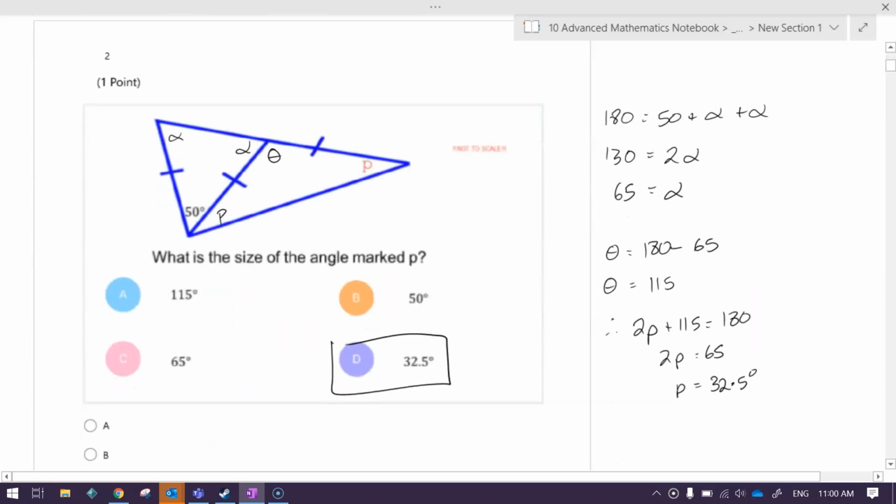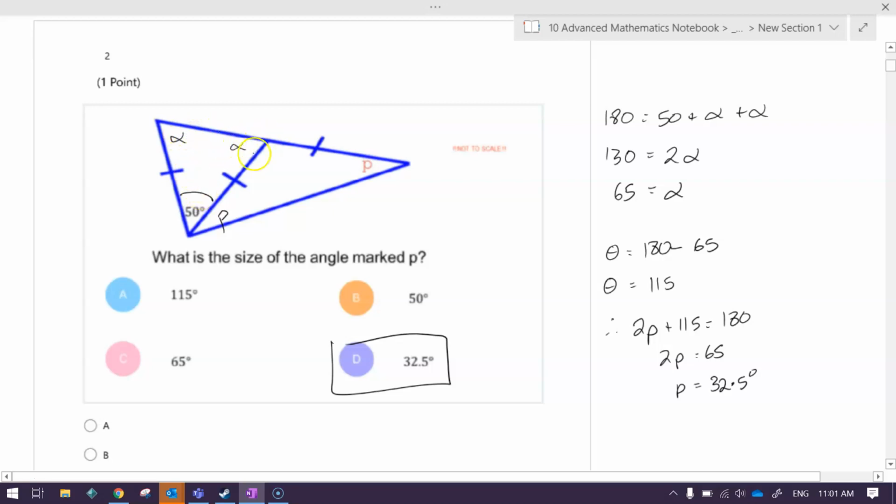What is the size of the angle marked P? Now, a couple of these I've already done, but let's just talk through. I want to find angle P there. How did I go about this? Well, I notice I've got two sets of isosceles triangles. This is also a P. That may or may not be useful, but what else have I got? I've got 50 degrees here, so I'm going to call these angles alpha and alpha.